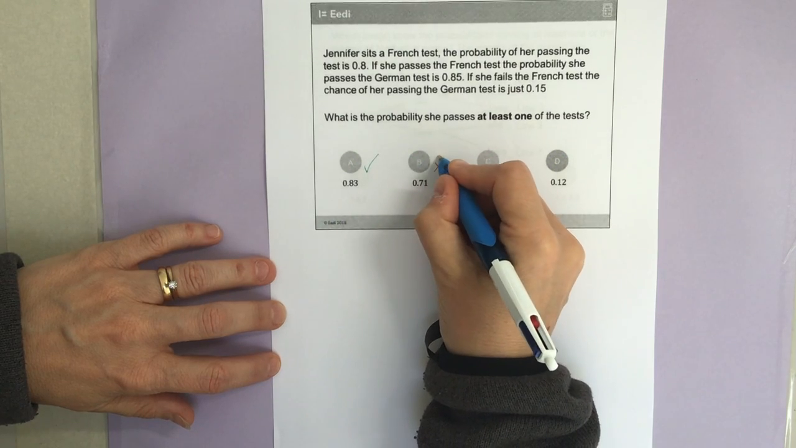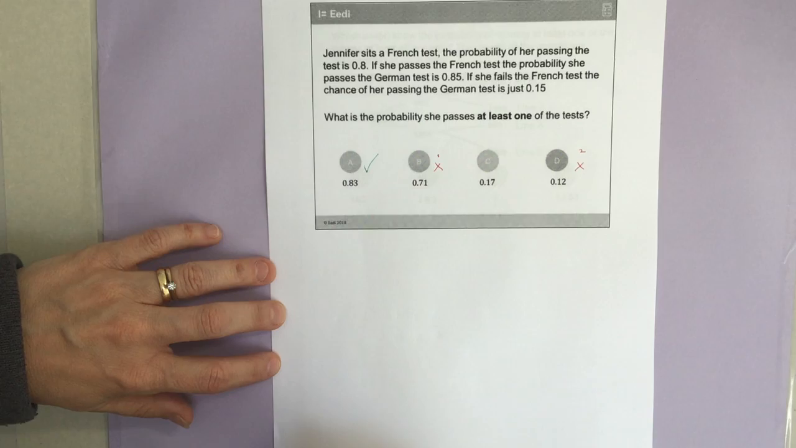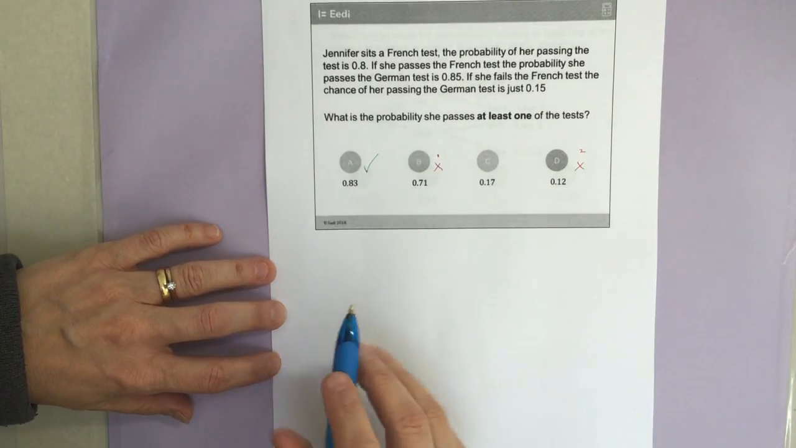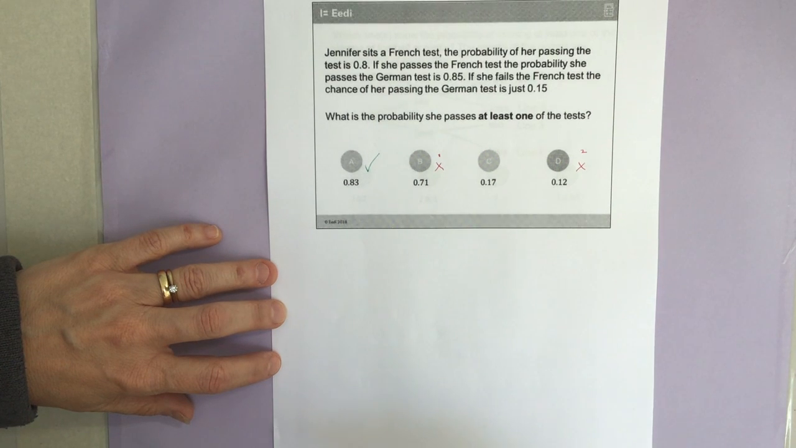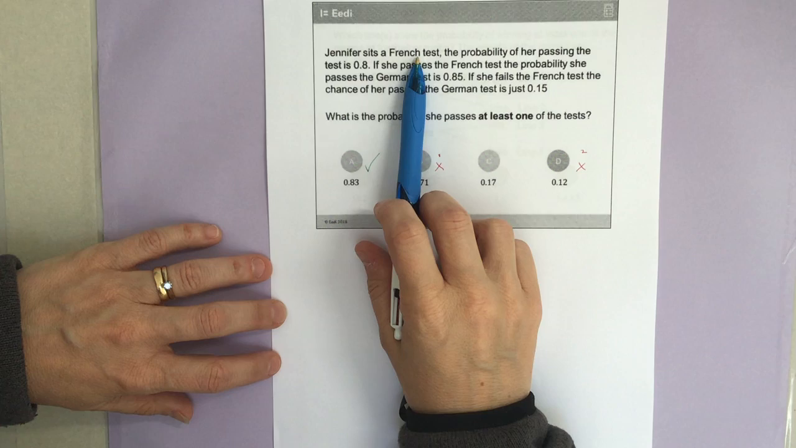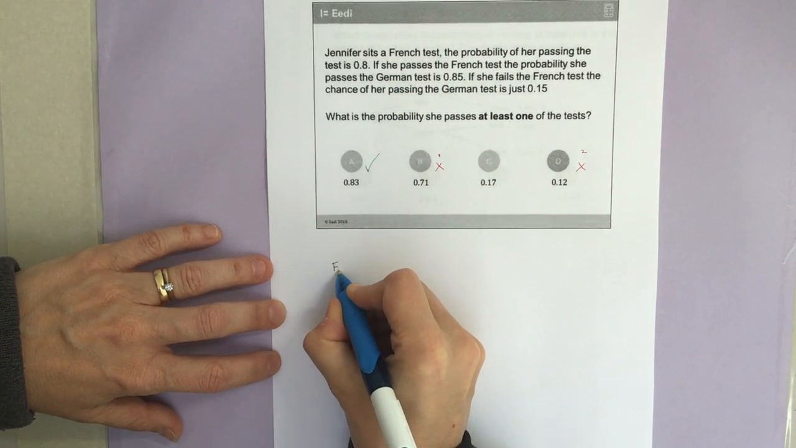And then B here is the most common wrong answer, and that was followed by D, which is also wrong. Okay, and C is wrong as well, but not many people put that. But I can go through where that's come from. So let's have a quick look at a tree diagram here, because there's 2 things that's going on. She sits a French test, she passes or she fails. Then she sits a German test, she passes or she fails. So let's have a look at this.